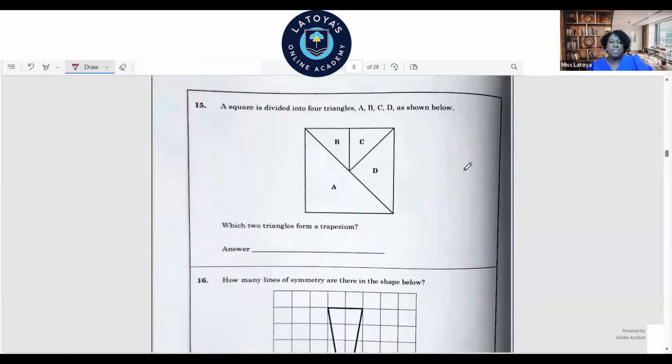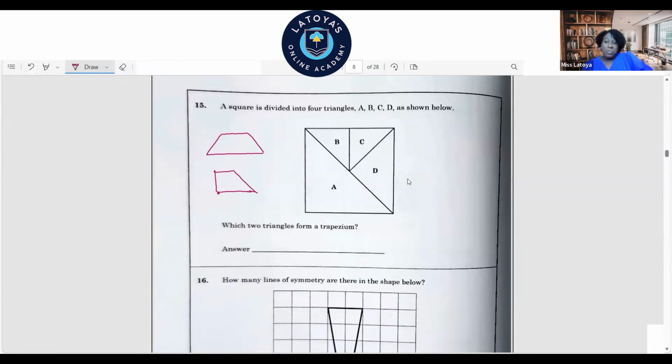Question 15. The square is divided into 4 triangles, okay? We can see that. A, B, C, and D as shown below. Which 2 triangles form a trapezium? So what a trapezium looks like. So isosceles trapezium would look like this. And then we also have our right trapeziums, which would look like this. So we're looking for either shapes. We don't know which one it is.